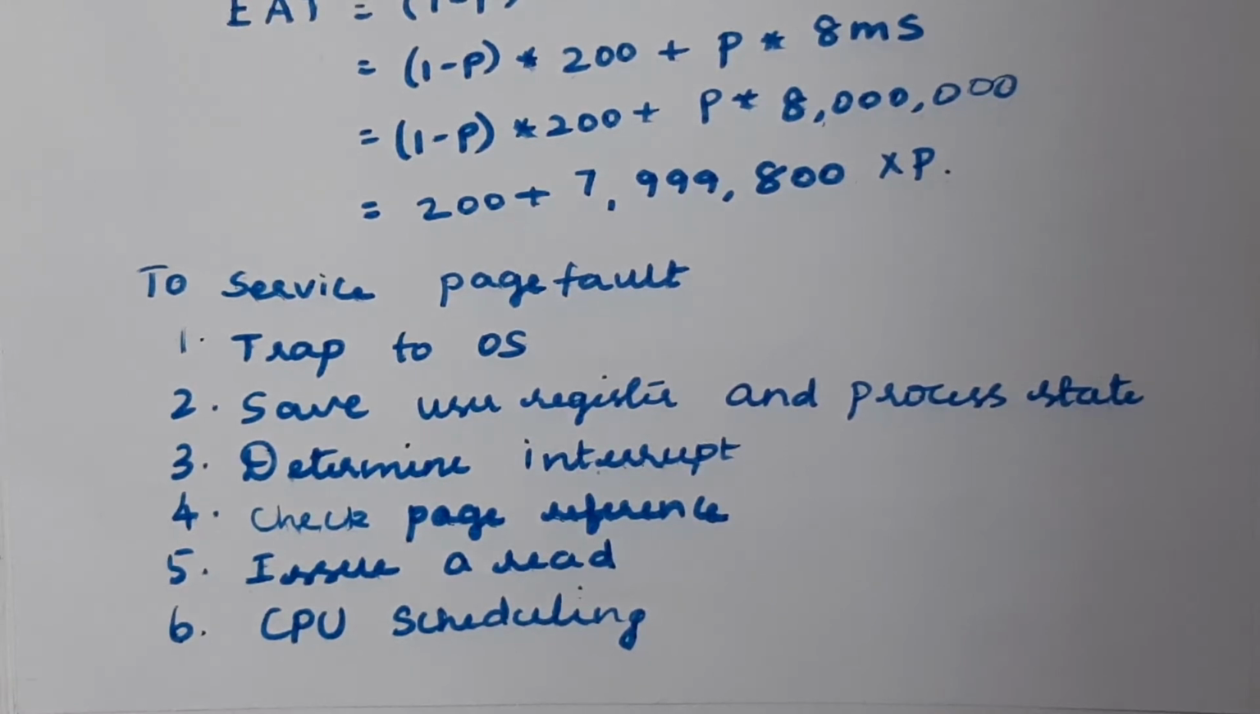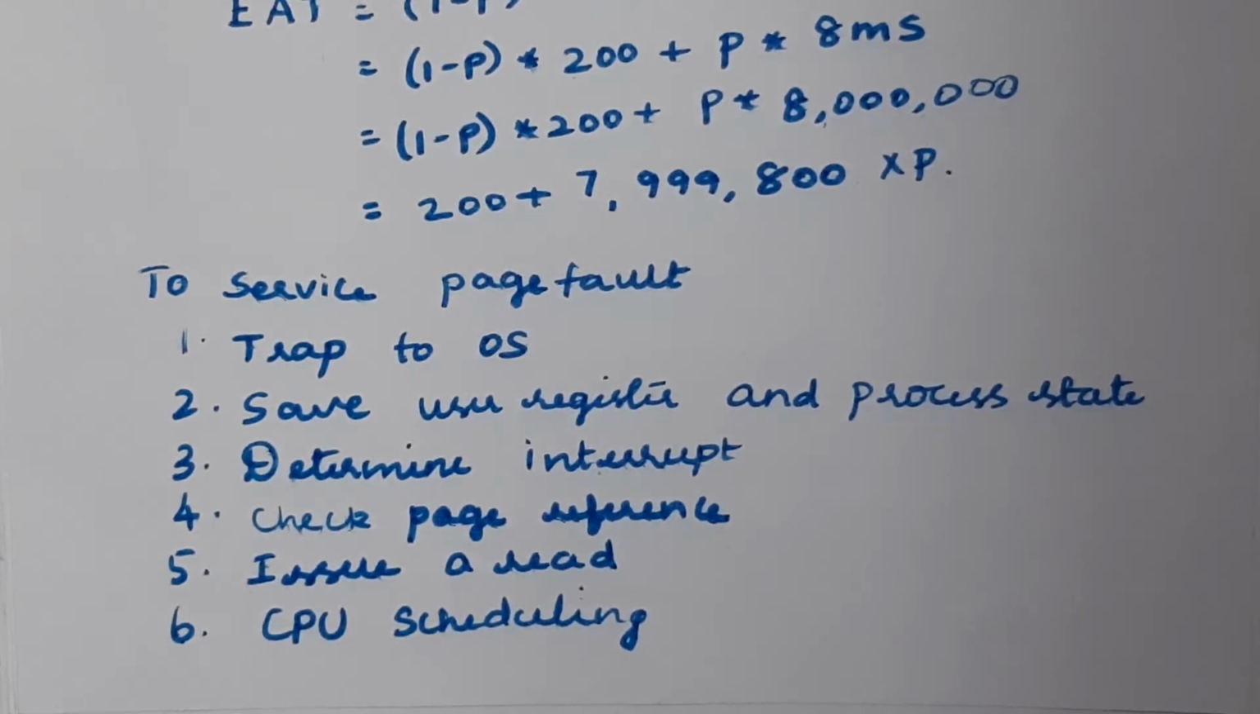And the fourth step is check that the page reference was legal and determine the location of the page on the disk, which means when we get the page fault, the page is not available in main memory, isn't it? So we need to check whether the page reference is invalid or valid. If it is invalid, then you need to transfer that particular page from disk to main memory. That is the fourth step.